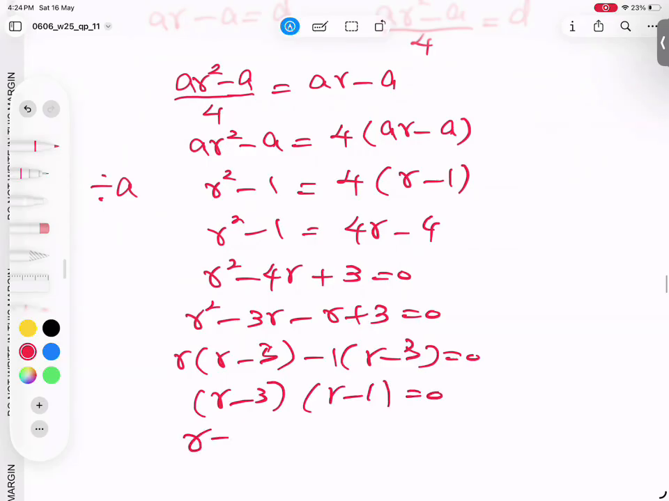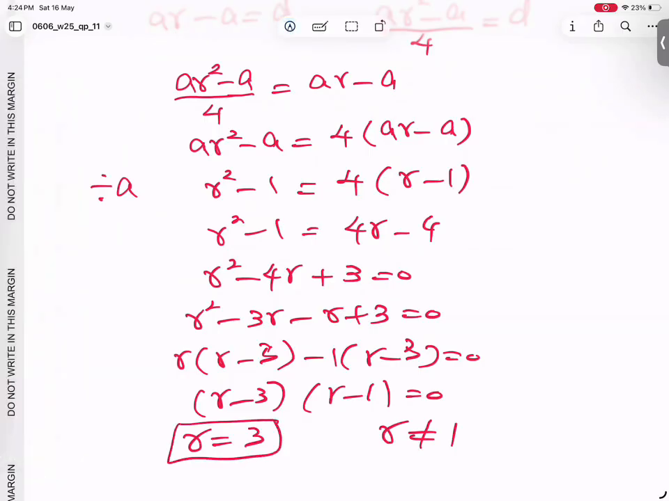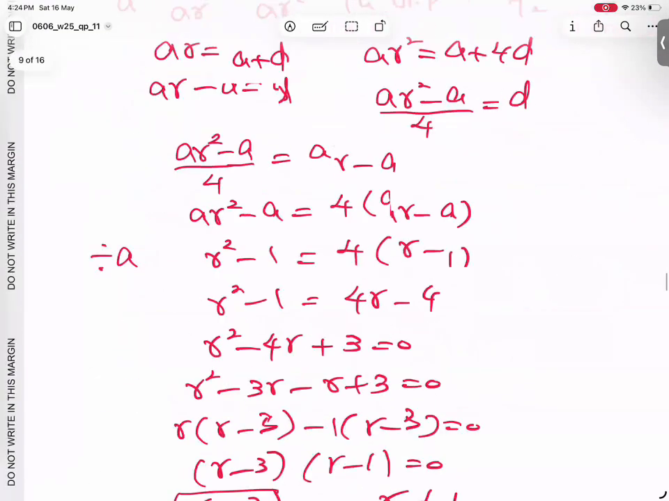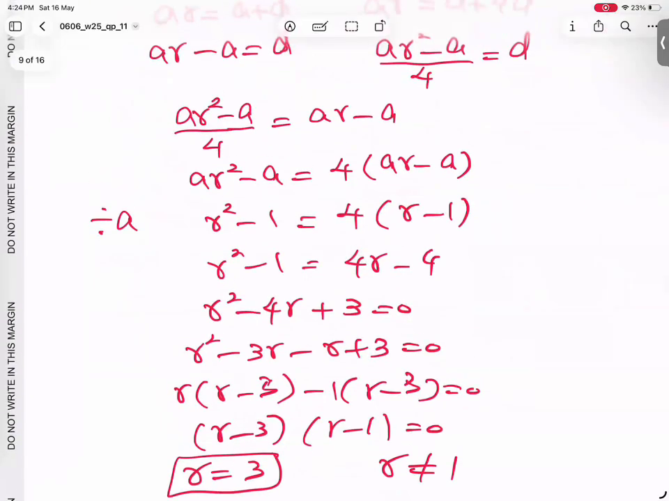We're getting two answers, 3 and 1, and 1 is never possible. Okay, so we have R value 3. And what he is asking us is to find the common ratio. I hope the concept was clear. And did he ask for A? Let me check. Find the common ratio of the geometrical progression. And that's it. He's not asking for the A value. And I hope the concept of the question is very clear.